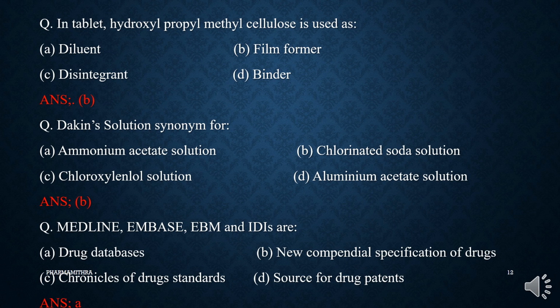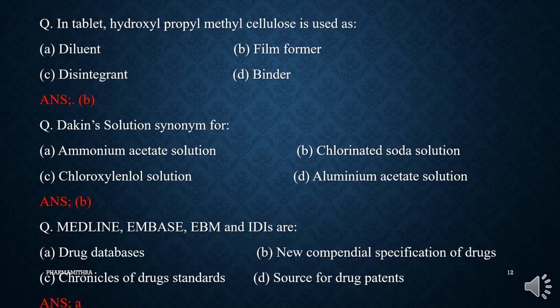Moving to the next question, the Dakin solution is a synonym for. Dakin solution is basically the diluted solution of sodium hypochlorite. So option B is the right answer. Dakin solution is chlorinated soda solution. Whereas aluminium acetate is also known as Burow's solution. So Dakin solution is a synonym for chlorinated soda solution. Option B is the right answer.